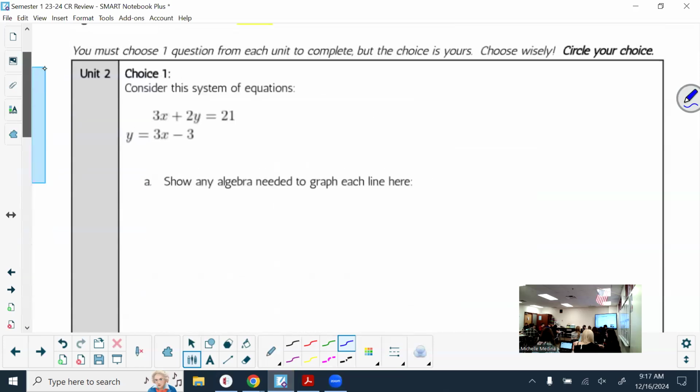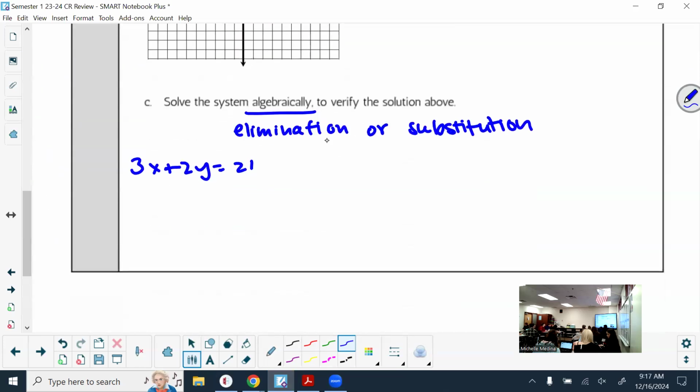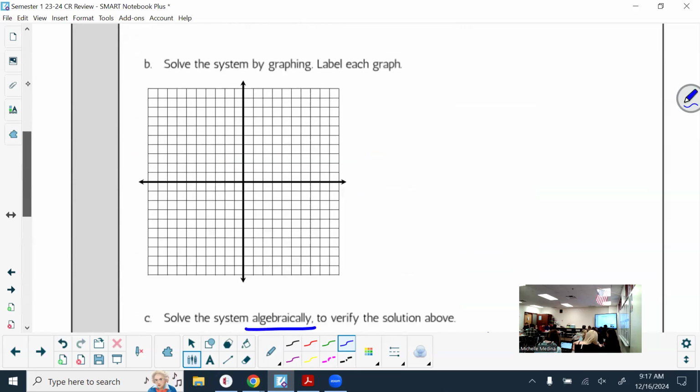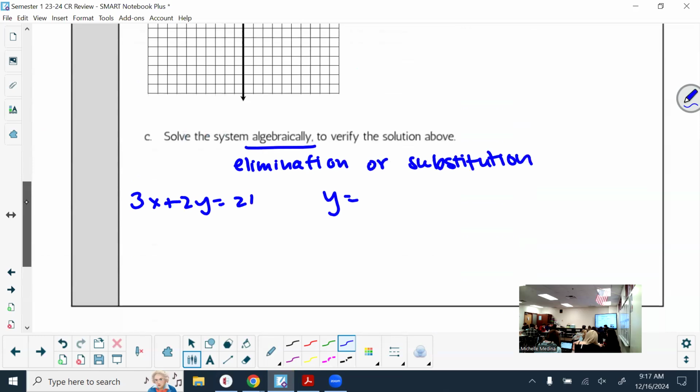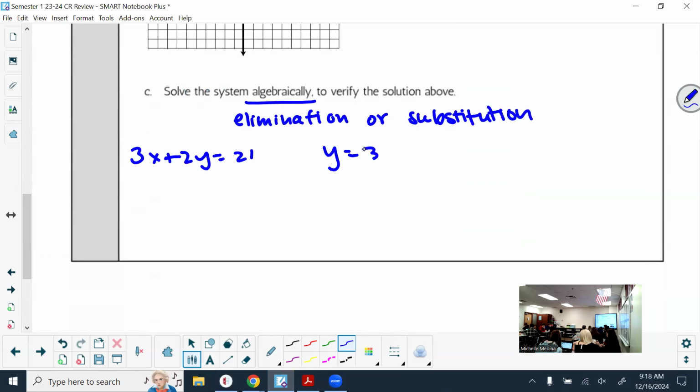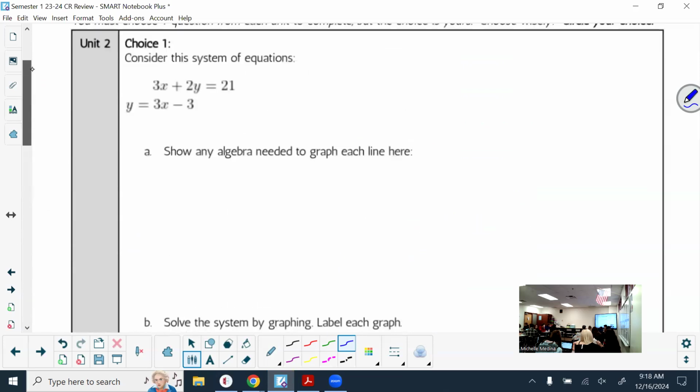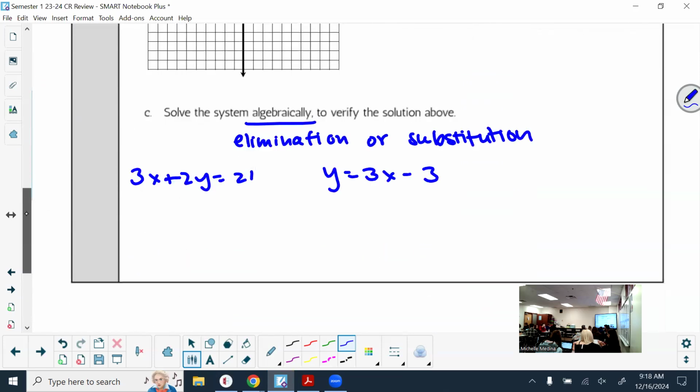Another thing I would accept though, once you get your answer from part B by graphing, I would accept you just plugging it in to both equations and showing that it makes both true, because that is the solution to the system, and that is still algebraically.